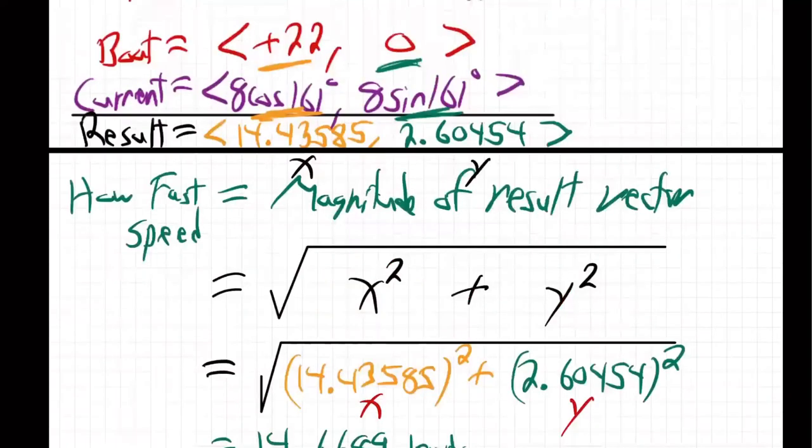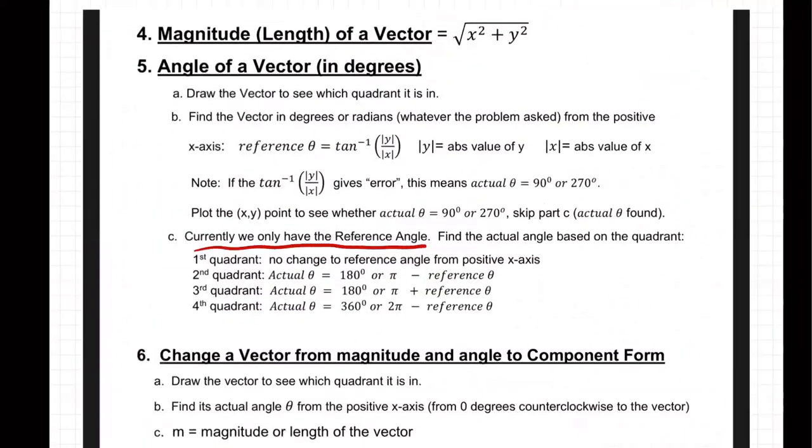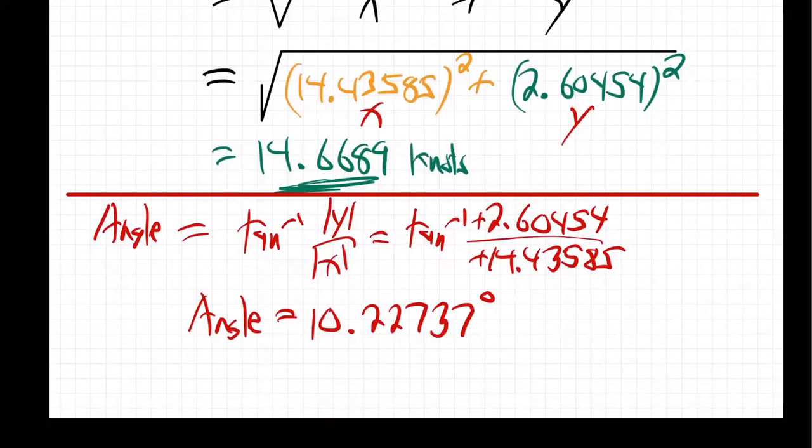Well, careful. Let's go back to the notes. A lot of mistakes. People stop right there. Currently, we only have the reference angle. Find the actual angle, do the quadrant. And I should have started with drawing which quadrant it's in. So which quadrant is this in?